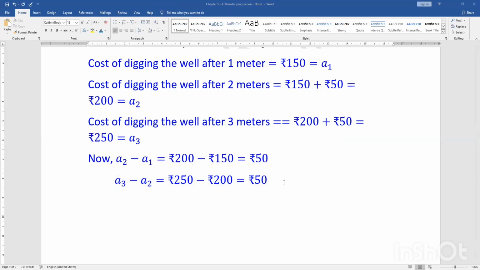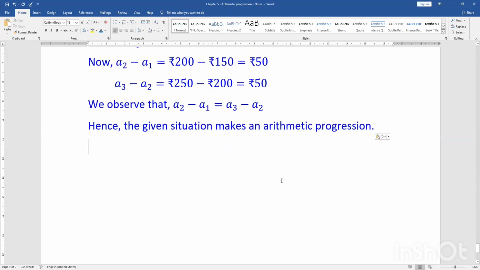So we can write that we observe that A2 minus A1 is equal to A3 minus A2. Hence, the given situation makes an arithmetic progression.